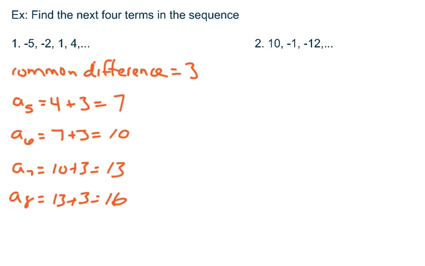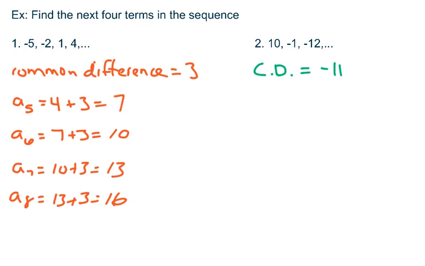Okay, for the second one here, 10, -1, -12, and so on. Looks like I'm going down this time, so 10 to -1 would be -11, and it's entirely possible for your common difference to be negative. It's entirely allowable. I'm just going to abbreviate here. CD, common difference, is equal to -11. So instead of adding 11, we're going to subtract 11, or you could think of it as adding -11.